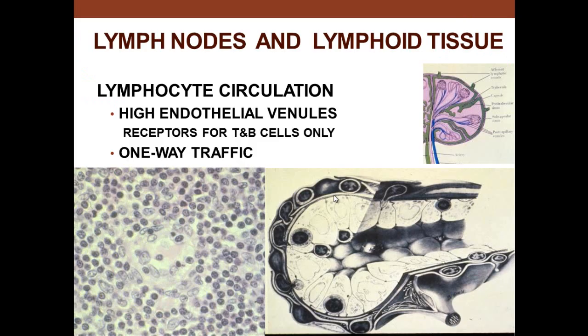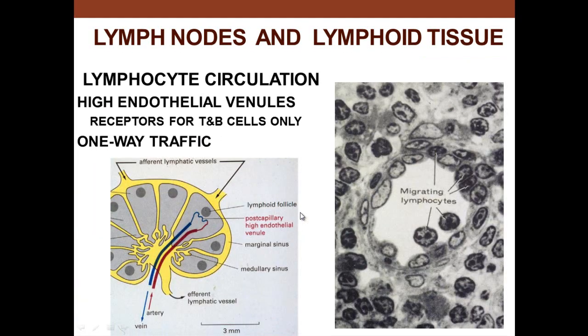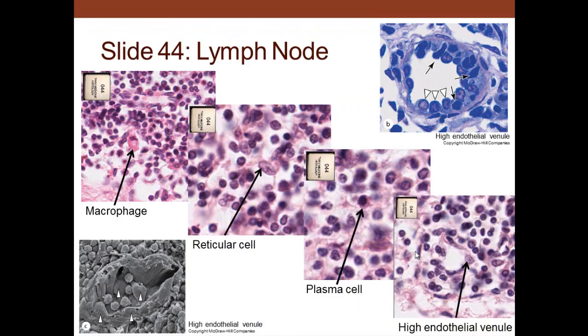So in lymph node and lymphoid tissue, we can see high endothelial venules. They have receptors for the T and B lymphocytes. It's one-way traffic: they leave the blood and go into the lymph node. They do not return to the blood. So here we can see them again, high endothelial venules, and we see some migrating lymphocytes in the vicinity. In our slide 44, we can see there are macrophages in the cord. We can see reticular cells, plasma cells producing antibodies, and high endothelial venules.